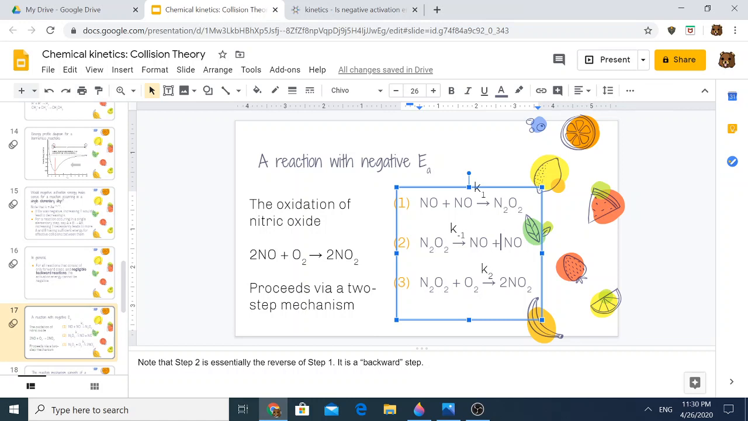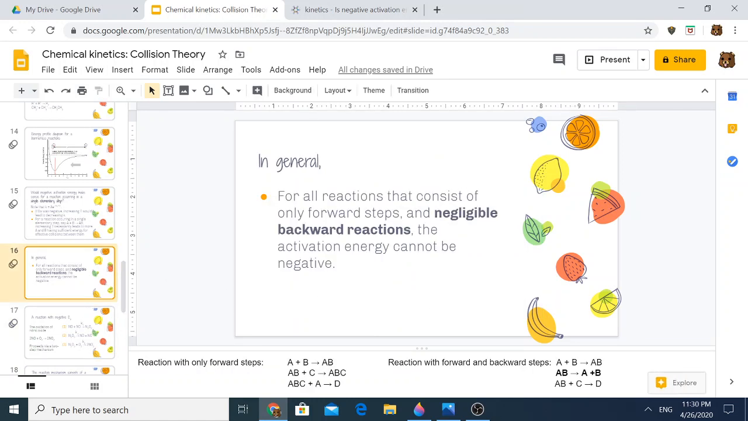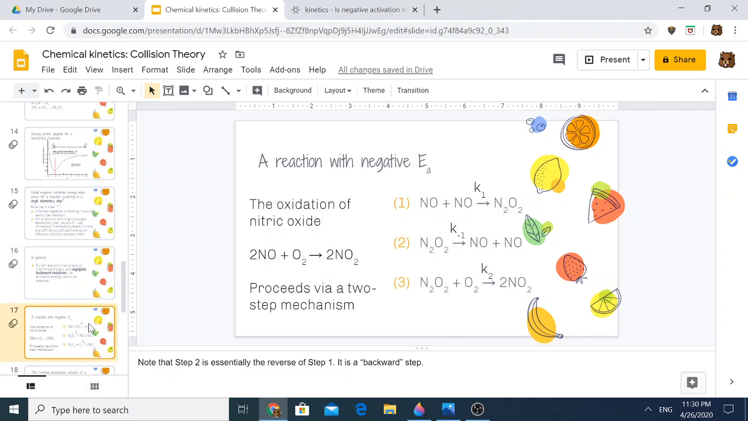So essentially, this is similar to our example scheme here: A plus B to give AB, AB dissociates to give A plus B, similar to this. Each of these has its individual rate constant. The first forward step has rate constant k1. The reverse of the first step has a rate constant k subscript negative 1. And the last one has k subscript 2. So that is the first step, the reverse of the first step, and the second step.